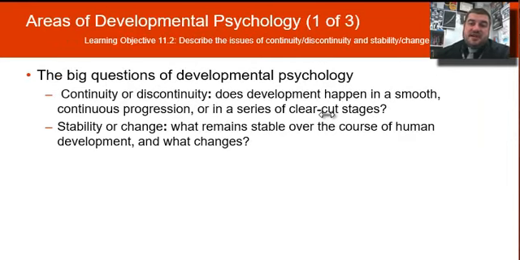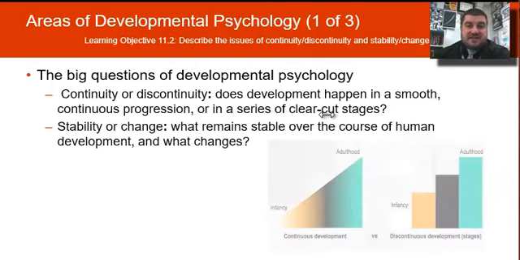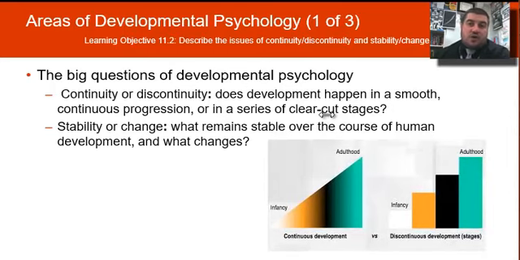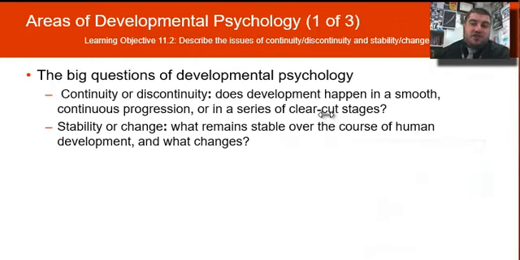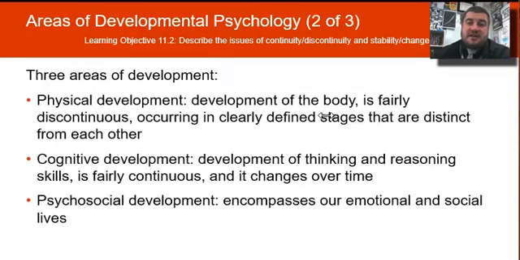So basically we have 2 questions in developmental psychology. Continuity versus discontinuity, or I like to say continuity versus stages. Does development happen in a smooth, continuous progression, or is it stages? And then stability or change. So what about a human remains stable over the course of a lifetime, and what changes? And the answer to both of those, it's not very clear cut. It has to do with what exactly we're talking about.